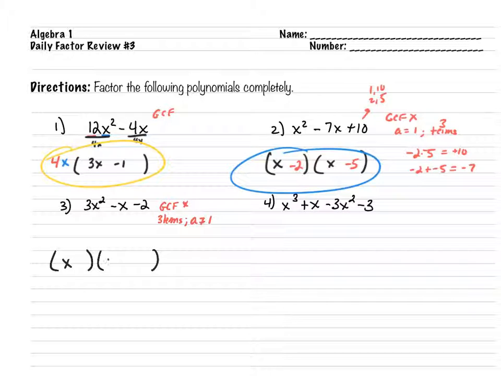But we can't just start with an x, because if we just start with an x in both parentheses, then all we're going to get is x squared. And that number has to be 3x squared. So the only ways I could multiply to get a 3 are a 1 and a 3.